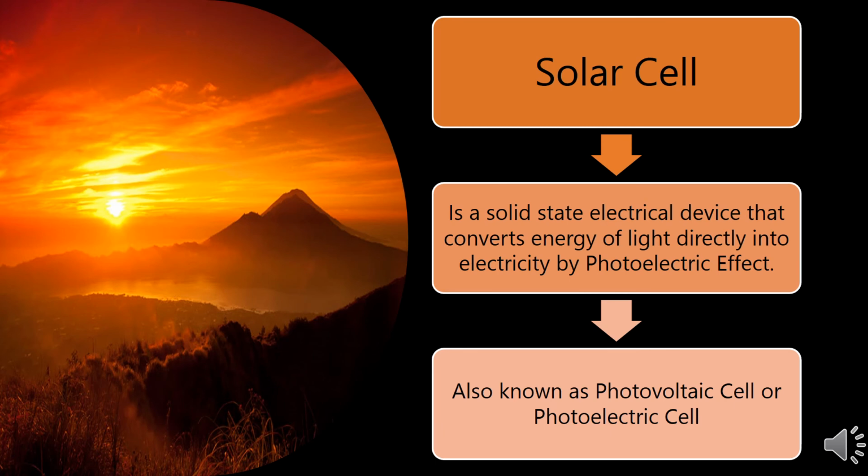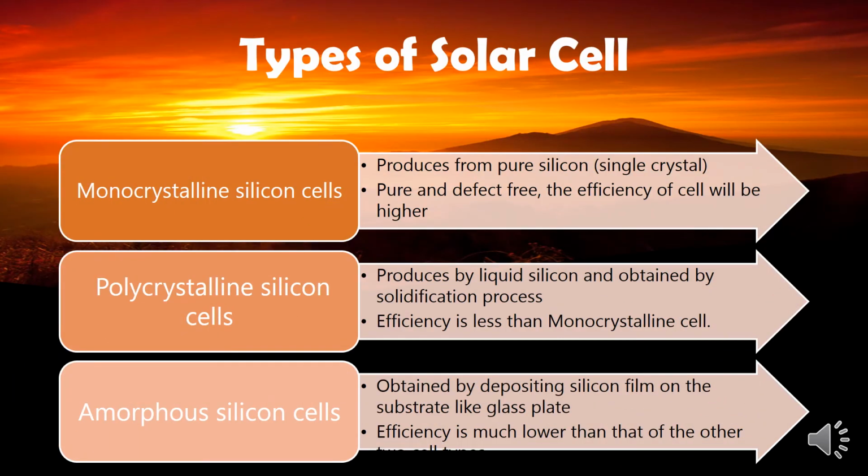A solar cell is a solid-state electrical device that converts the energy of light directly into electricity by the photoelectric effect. It is also known as a photovoltaic cell or photoelectric cell. Solar cells can be classified into three types. The first is the monocrystalline silicon cell, which is produced from pure silicon. The monocrystalline silicon is pure and defect-free, so the efficiency of the cell will be higher.